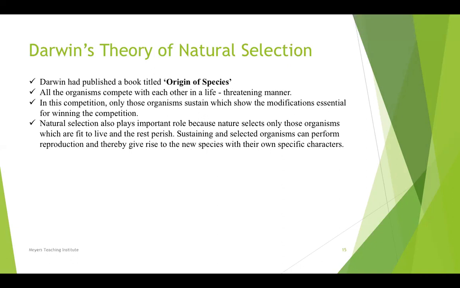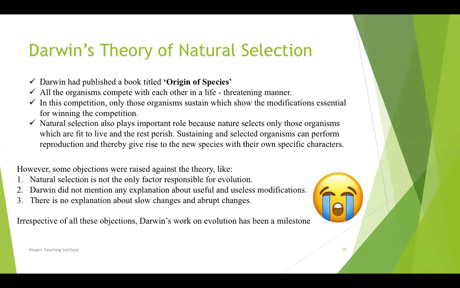However, this theory of Darwin's was objected to in many ways. But however, it was an important milestone in the research oriented to evolution. Some of the objections were like natural selection is not the only factor responsible for evolution. Yes, natural selection may not be the only one. There will be a lot of other evidence, possible conclusions that one can draw. But yes, natural selection is an important one.